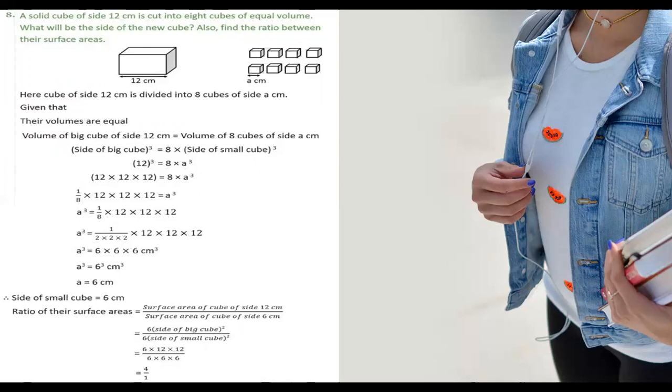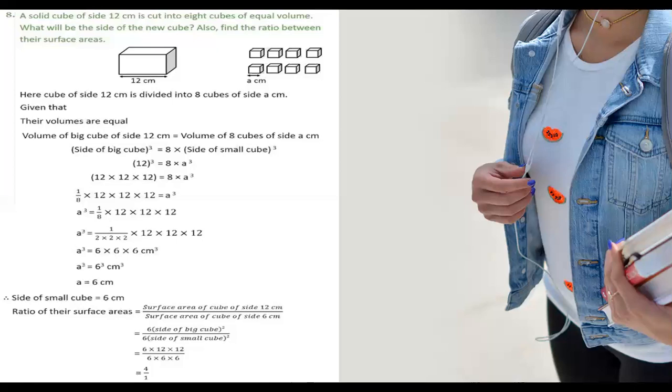So volume of big cube is equal to 8 into volume of these small cubes. Now we need to find the side of the small cube, and let us suppose it as A centimeters. We are supposing it in centimeters since the bigger cube is in centimeters. So now let us write like this: a cube of 12 centimeters is divided into 8 cubes of side A centimeters. This gives the volumes as equal.